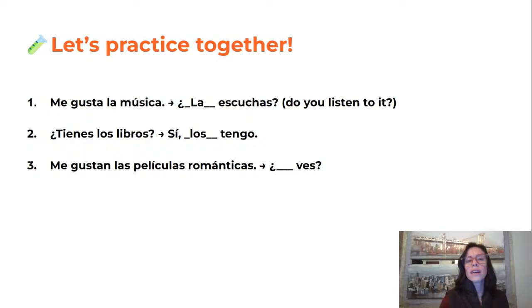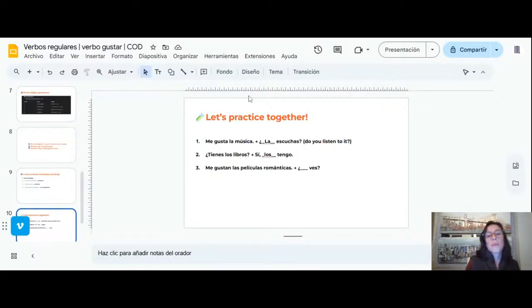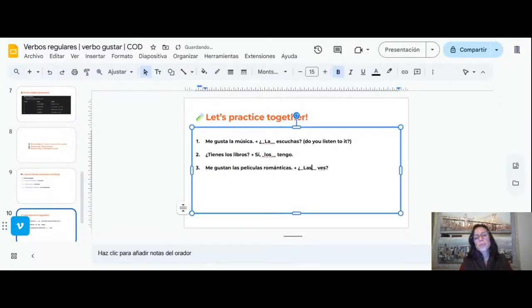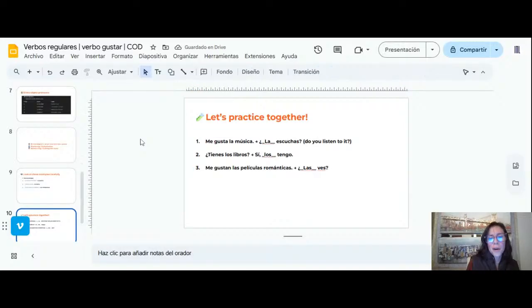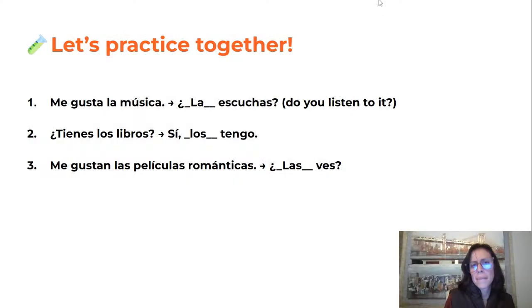How can we fill this blank in if we are talking about las películas románticas, the romantic movies, romantic films? Remember, las películas is feminine, so the direct object pronoun will be las ves. Las ves? Do you see them? Personally, I don't like romantic movies. I don't know why. I don't like romantic movies.